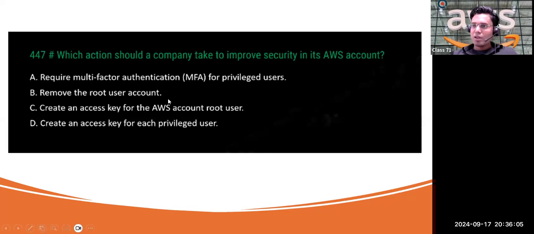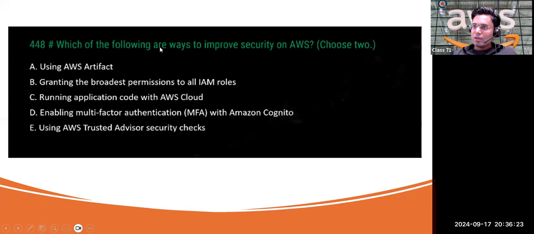Then remove the root user account. If you remove the root user account, that's the main global account, you cannot do that. Create an access key for root user, create an access key for each privileged user. No, so that's the wrong one. Which of the following are ways to improve security on AWS? Two.